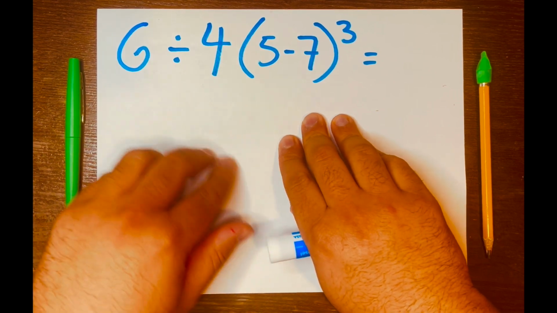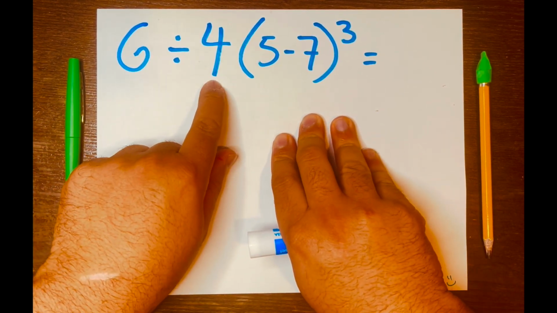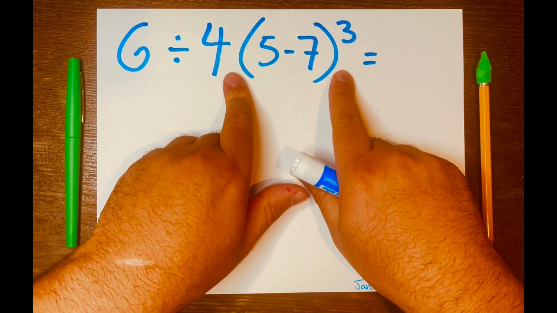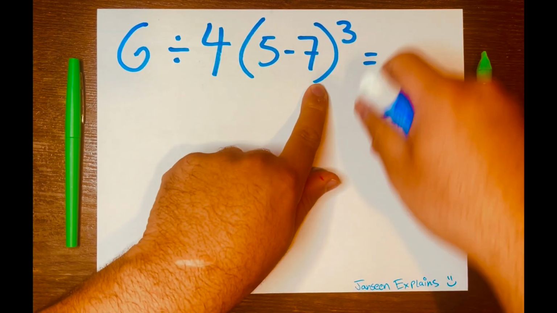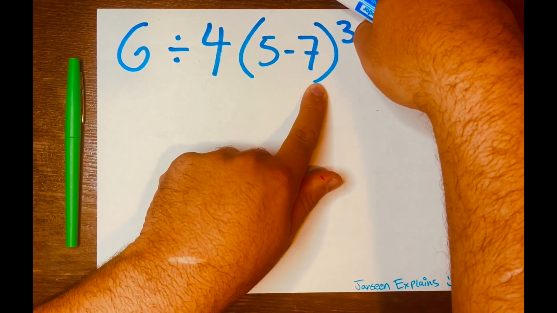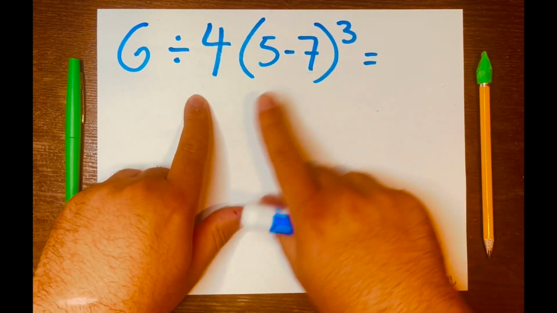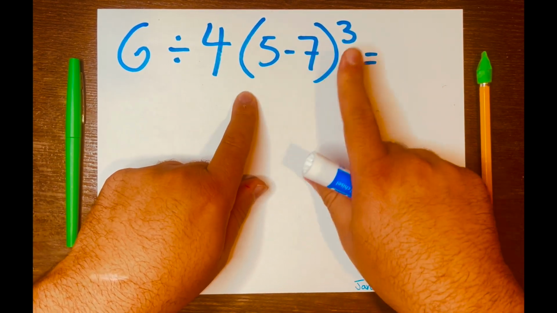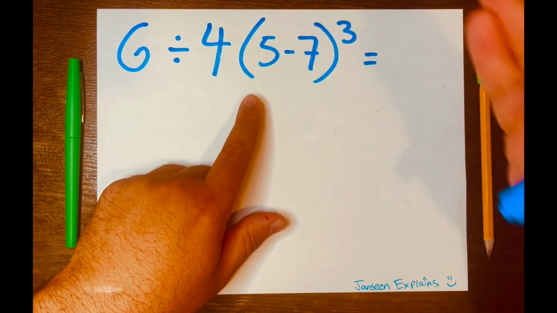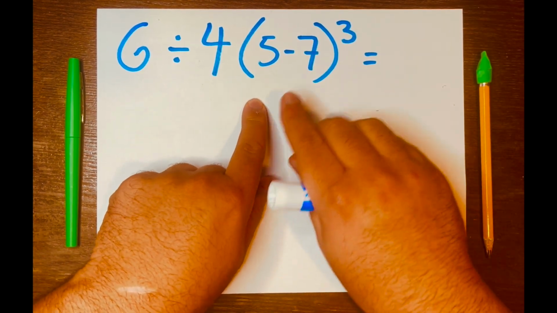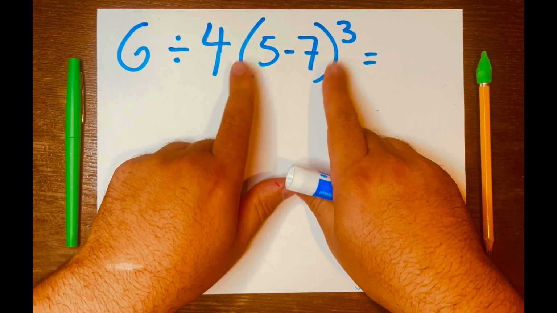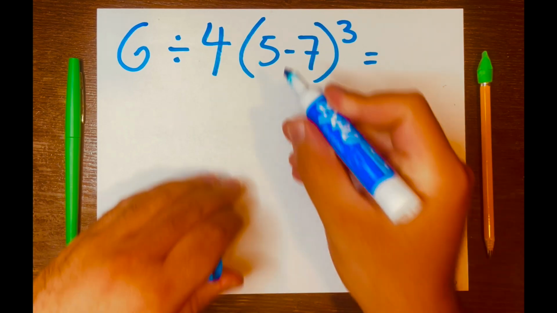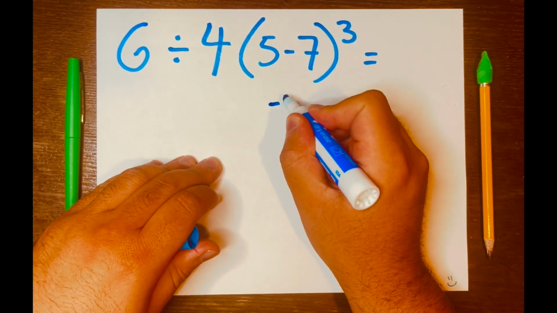So let's go ahead and solve 6 divided by 4, and then you have 5 minus 7 inside these brackets, or in other words, parentheses, and then you have this 3 right above to the right of the parentheses. So knowing that I'm dividing and subtracting, and there are parentheses and exponents, I think of PEMDAS, and I know that 5 minus 7 goes first because parentheses is top priority. So let's solve 5 minus 7, which is negative 2.